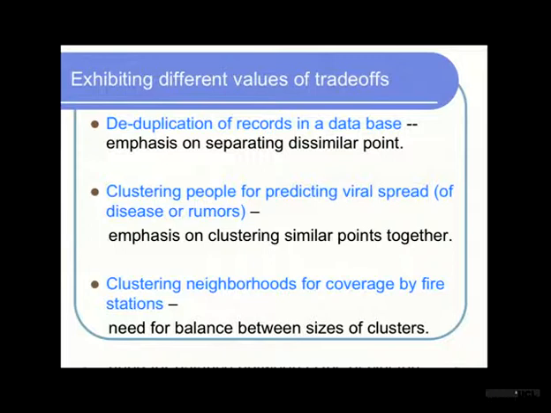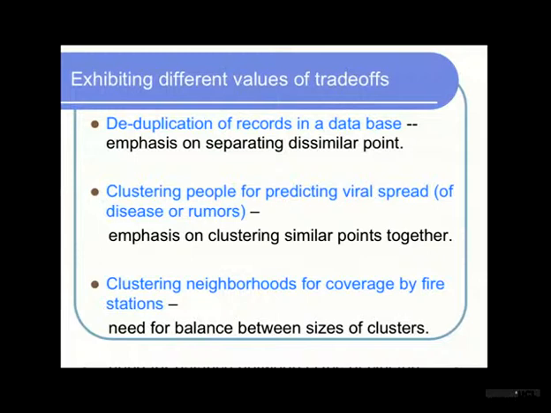I want to cluster, I don't know, neighborhoods for maybe fire stations, which are old-fashioned, but coverage by Wi-Fi routers or something. Then it is very important to me to have balance between the different clusters. I don't want to have many, many very small clusters, or one big cluster that will be too big for me to serve. So what I'm trying to demonstrate here is that each of those contradictory requirements, in some applications, you really care about this one and less about the other ones.